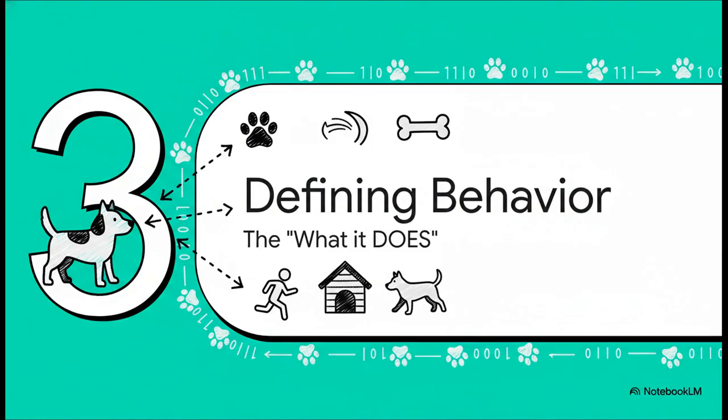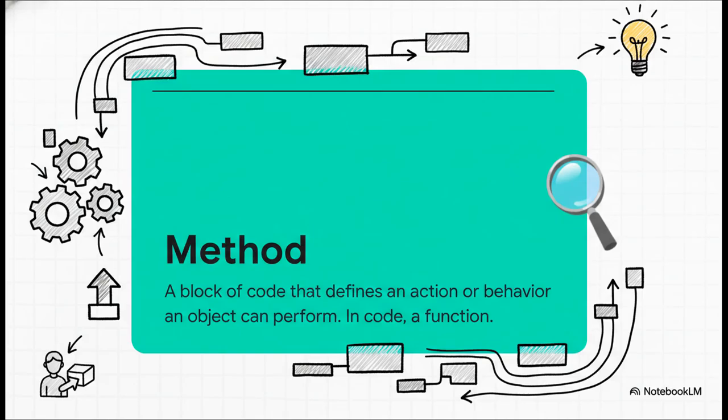Well, this leads us perfectly into section 3, defining behavior with methods. Just like an attribute is a variable for holding data, a method is a block of code that performs an action. If you've ever heard of functions before, it's pretty much the exact same idea. A method is just a function that belongs to an object. It's the doing part of the equation.